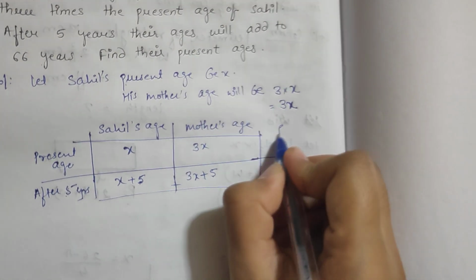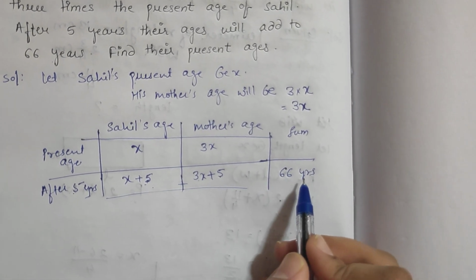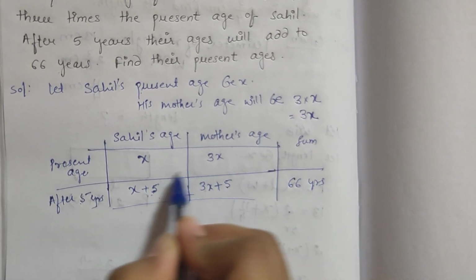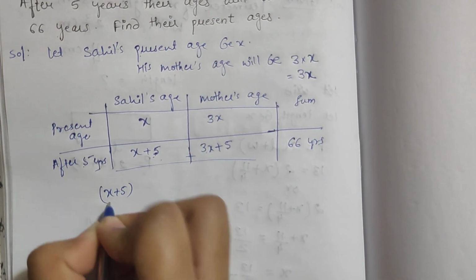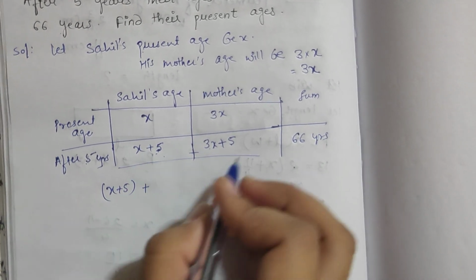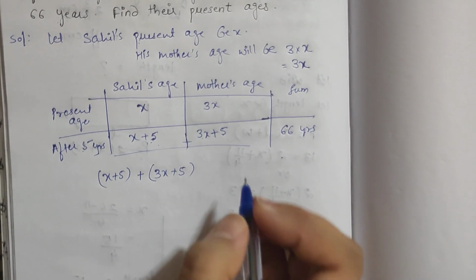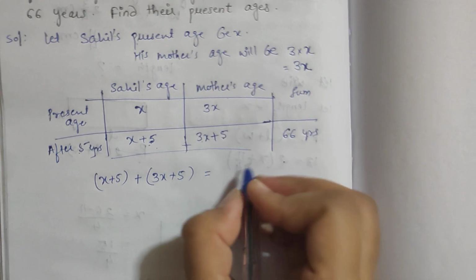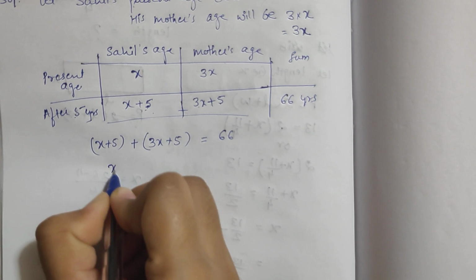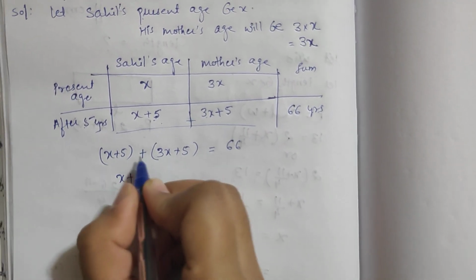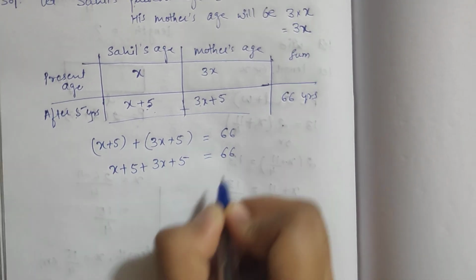So this is the condition. Here we can say sum. The sum of these two ages they have given is 66 years. Now can we form an equation with this part? Now by taking this into consideration, we can write that x plus 5 is the age of Sahil after 5 years, and 3x plus 5 is the age of his mother after 5 years, and together when we add up these two ages we get 66. So now let us simplify this equation. Let us open these brackets: x plus 5 plus 3x plus 5 is equal to 66.